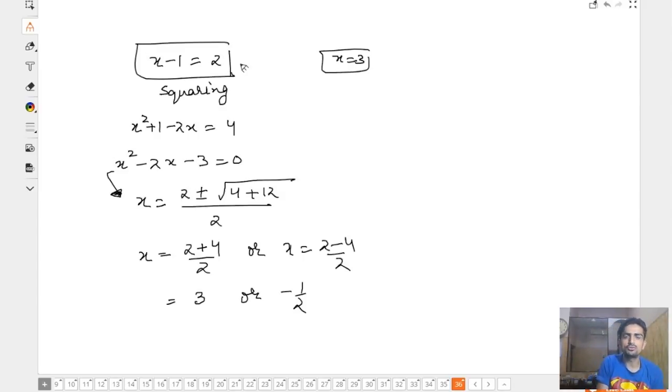One equation I solve one way, I get one solution. I solve another way, I get two solutions. And clearly here, you will see 3 is satisfying the original equation. You can check it. Satisfying star.